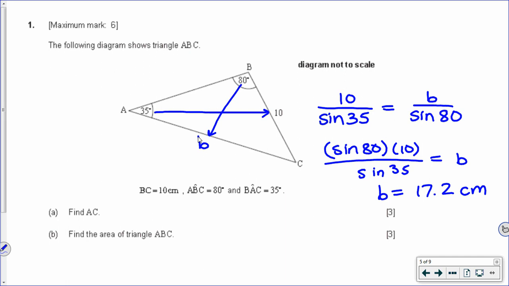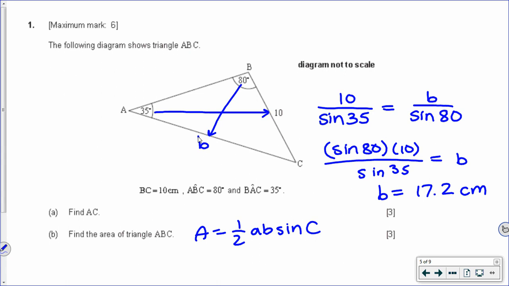And then find the area of triangle ABC. So this is where we're going to use our 1/2 AB sine C formula, not 1/2 base times height. That only works in right triangles, or where you're given the height, but it has to make a right angle with the base. We don't have that here. So we can use any two sides.